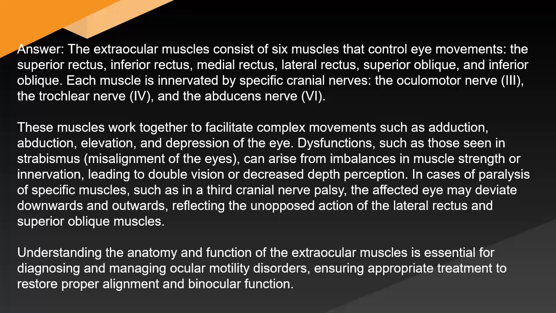In cases of paralysis of specific muscles, such as in third cranial nerve palsy, the affected eye may deviate downwards and outwards, reflecting the unopposed action of the lateral rectus and superior oblique muscles. Understanding the anatomy and function of the extraocular muscles is essential for diagnosing and managing ocular motility disorders, ensuring appropriate treatment to restore proper alignment and binocular function.